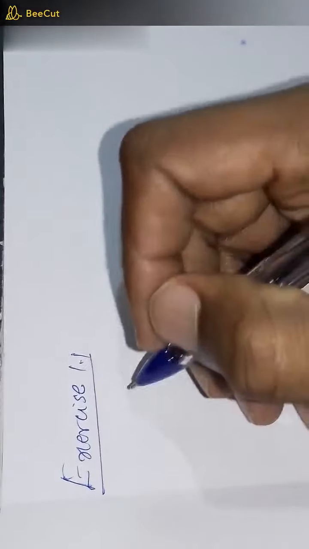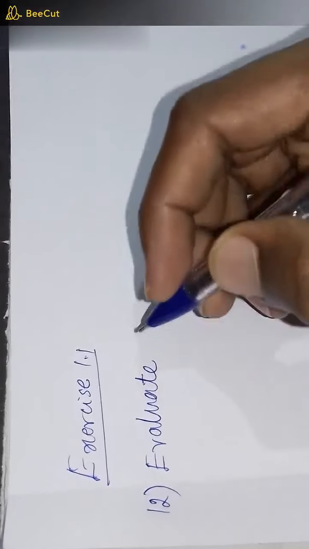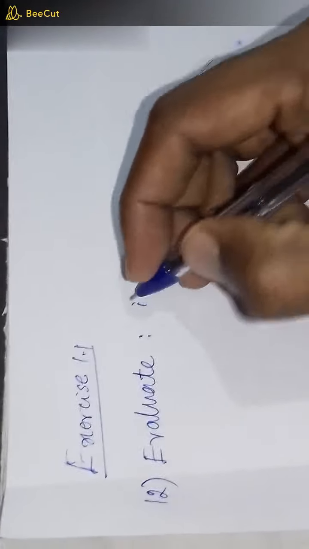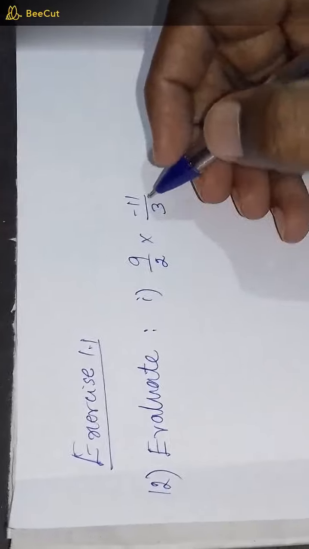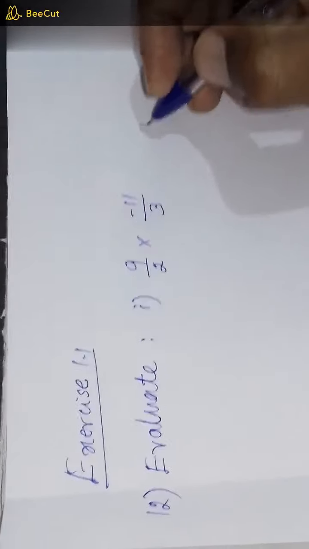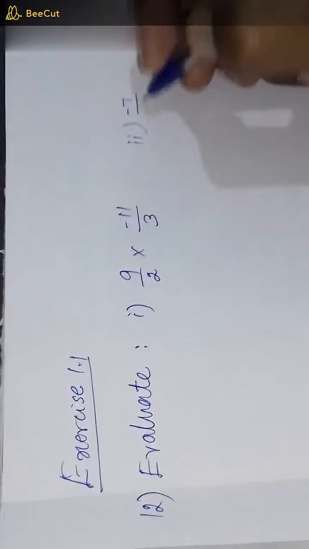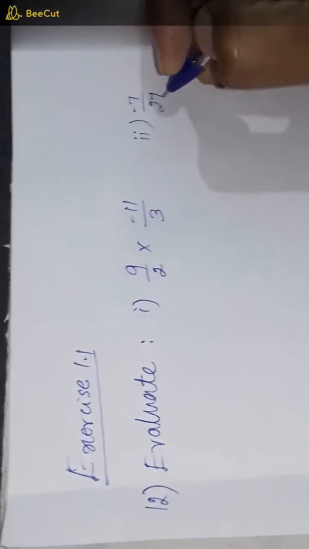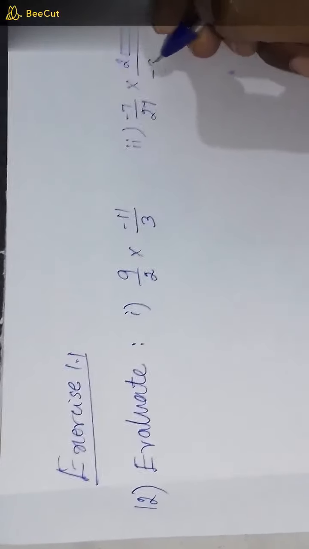Exercise 1.1, problem number 12. Evaluate. First one, 9 by 2 into minus 11 by 3. Second one, minus 7 by 27 into 24 by minus 35.